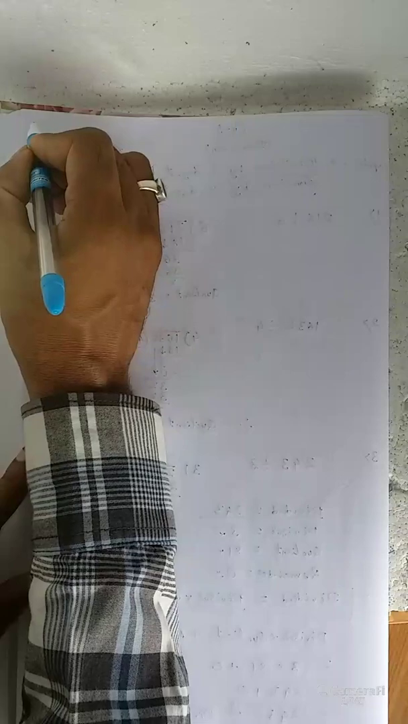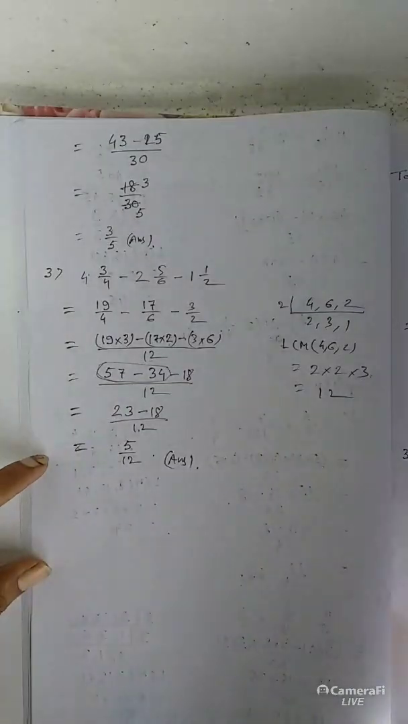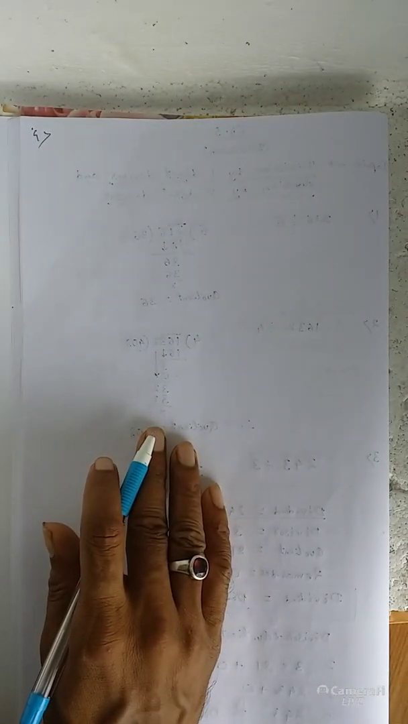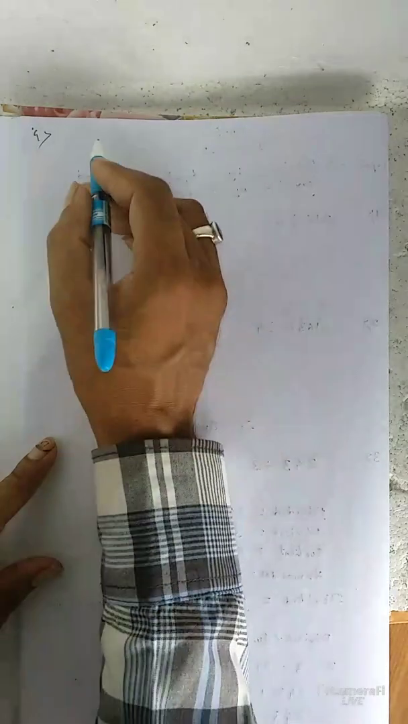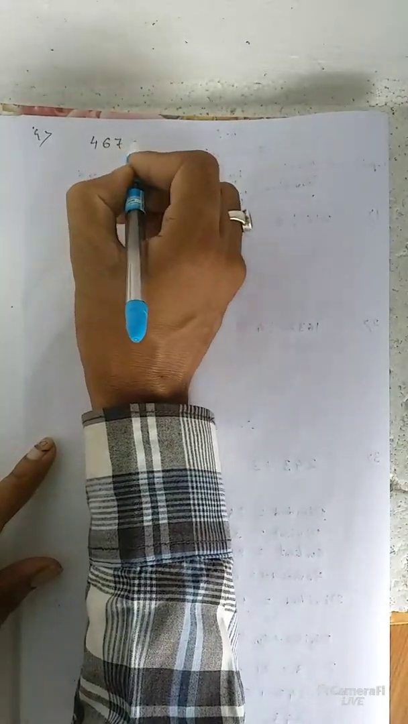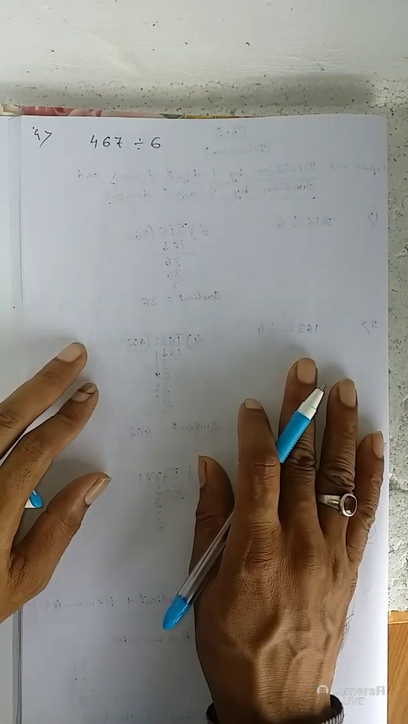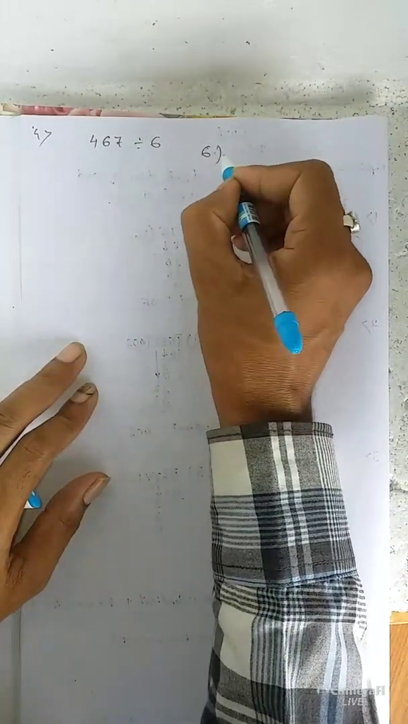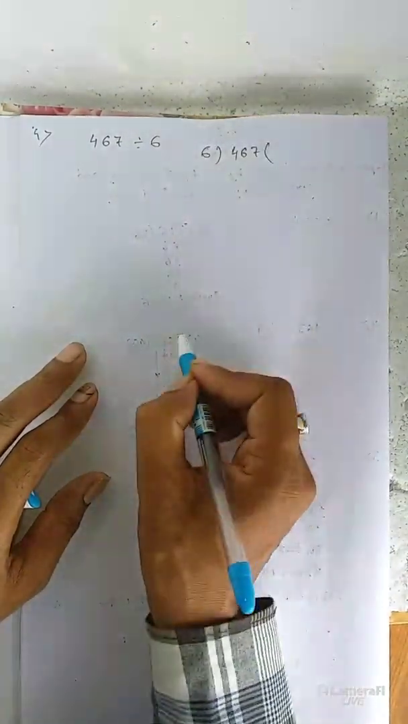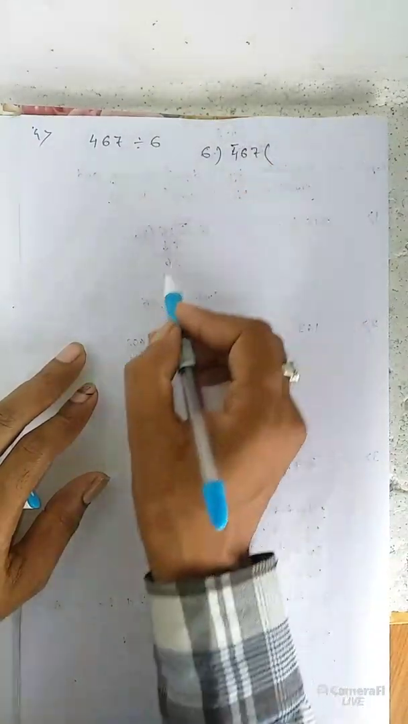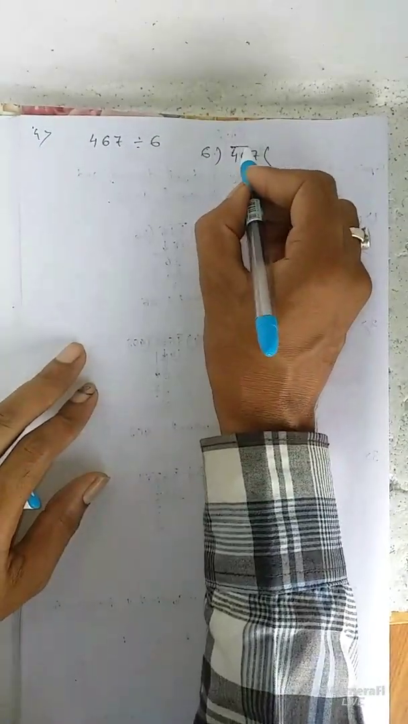Now let us come to another example. We will divide and check whether our result is correct or not. Suppose, let me take 467 divided by 6. We will first divide and then check whether our result is correct or not. So we will divide 467 by 6. One digit is not possible. Take 2 digits.